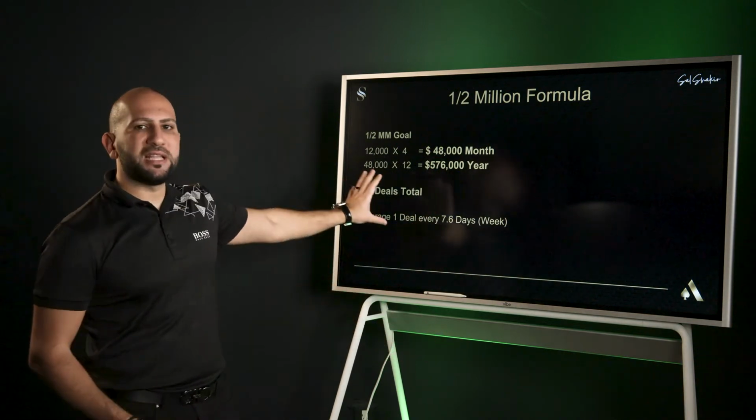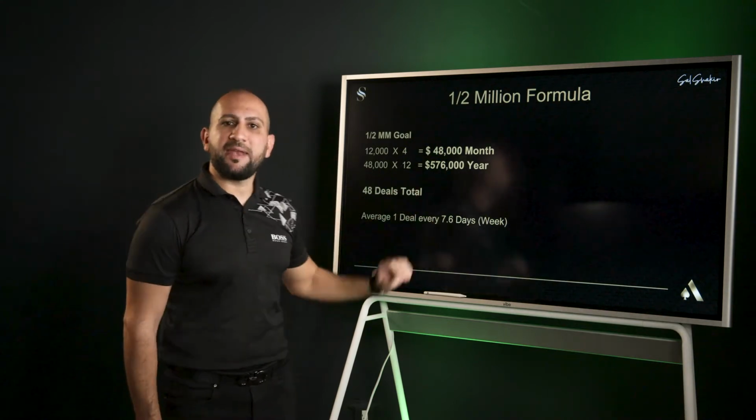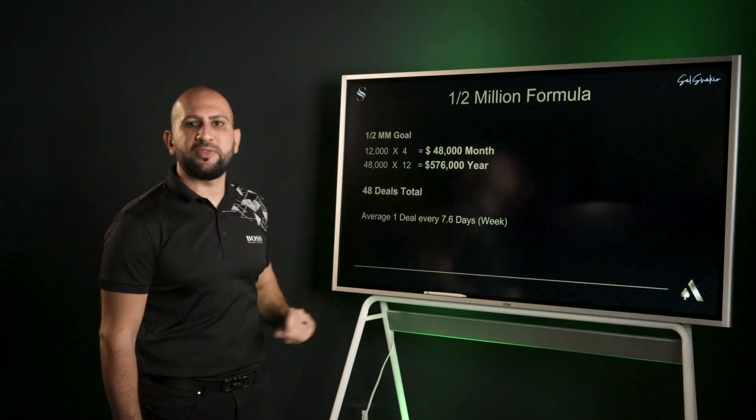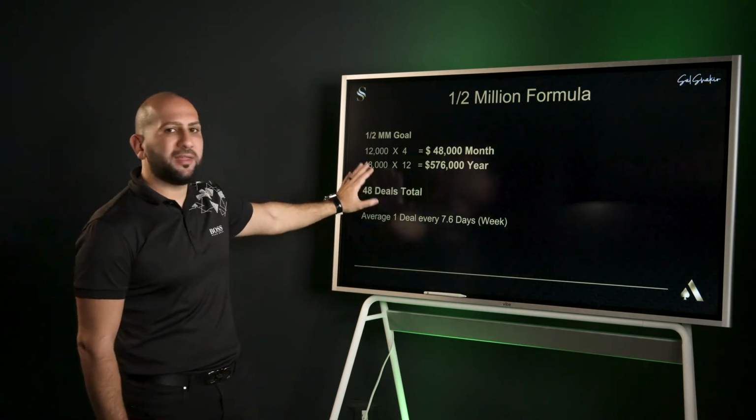So now we have this number. Now we know we need 48 deals to achieve $500,000. And now we know the average deal size is $12,000. And like I mentioned, $12,000 is being very, very conservative. So if anything, this is working for you.